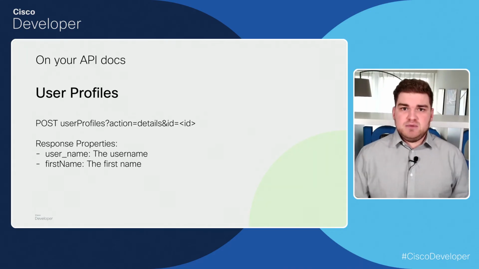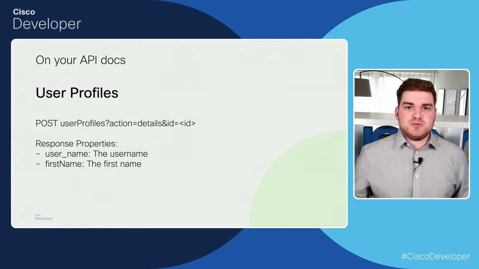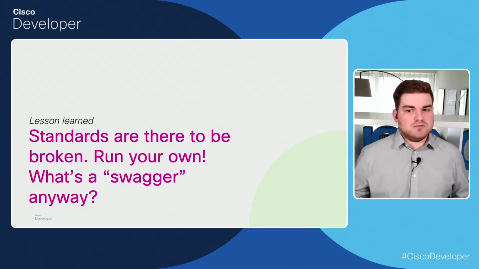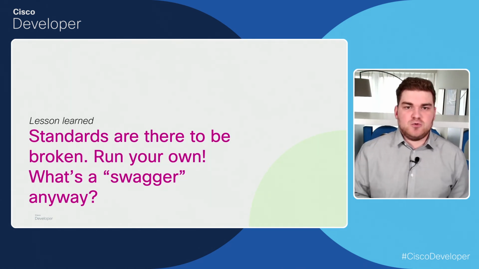Now, if for some reason, maybe an RFP or some requirement, you do have to provide a doc, you might have something like this, right? Some wiki page, maybe a PDF document, a Word document, something that is not searchable, something that is not easy to find on the web, something that is really, really as far away from the standard as you can be, right? Standards are there to be broken. Run your own. What's a Swagger anyway? It's a weird word. You don't want to do that.